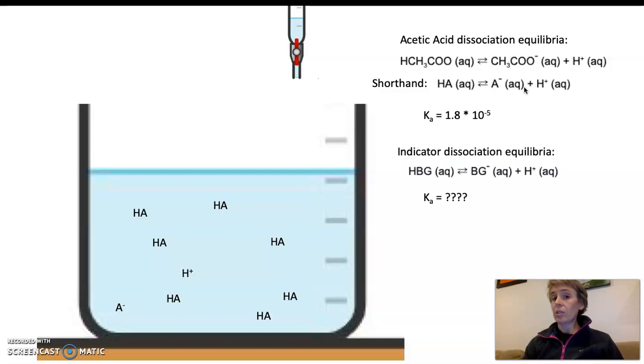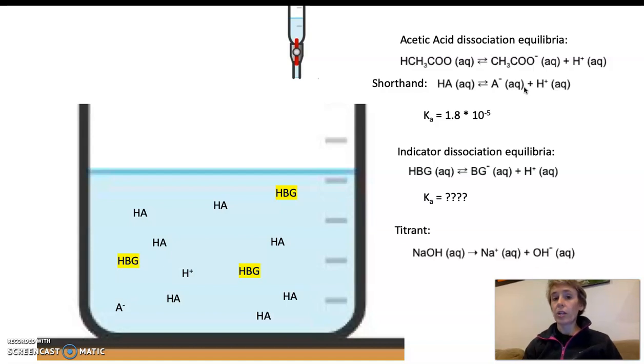The indicator, as you guys learned last time, is also a weak acid, so it can also dissociate. We don't know its Ka. That's the whole point of this lab, is that you guys are going to figure out what that value is experimentally. But we do know that if we're starting at a pretty low pH, which you would assume, since we're starting with a solution of an acid, it's in the yellow form. So the pH is going to start out around 3.2 maybe or so. So that indicator will be in that protonated form, HBG, and it'll have that yellow color to it.